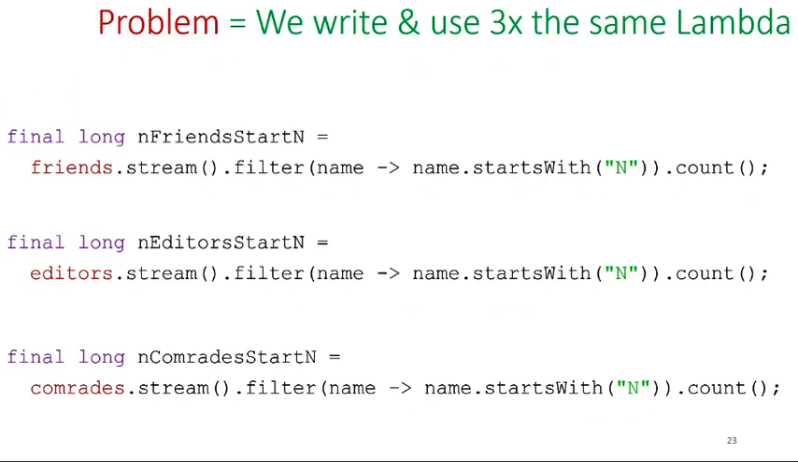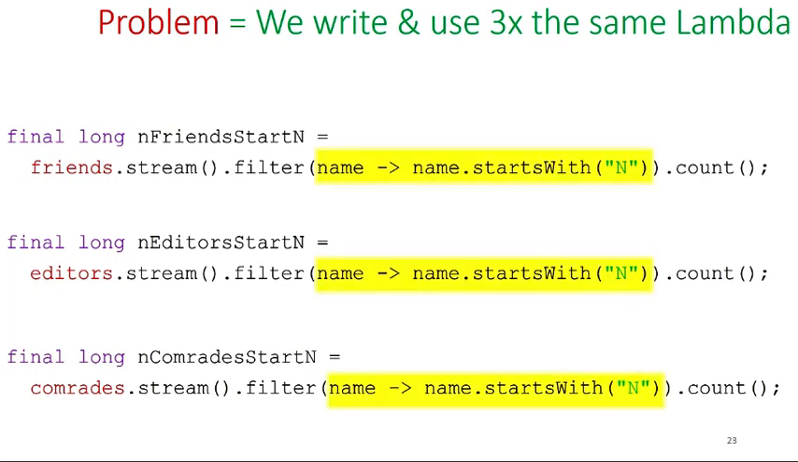Remember, the point of the pipeline was to count the names we have. So we modified the pipeline slightly here. We used another terminal operation, that's count. It is going to expect a stream, and it's going to tell you how many elements are in that stream. So we just modified that part, but it's not a big deal. We have the same thing with friends, editors, and comrades. We compute 3 different counts. We repeat the lambda expression every time. So guess what we want to do?